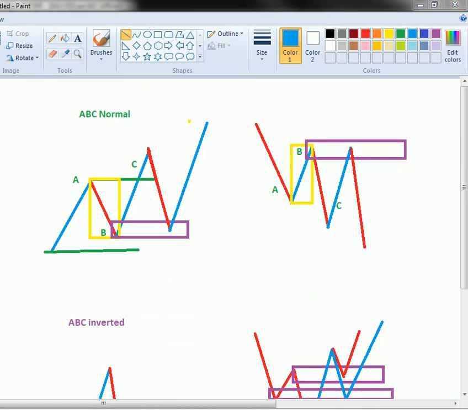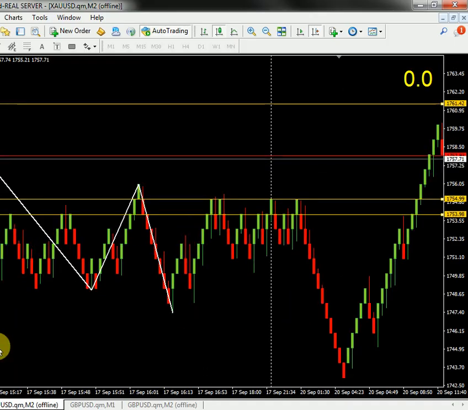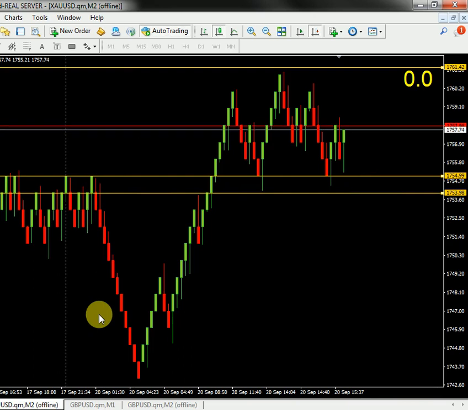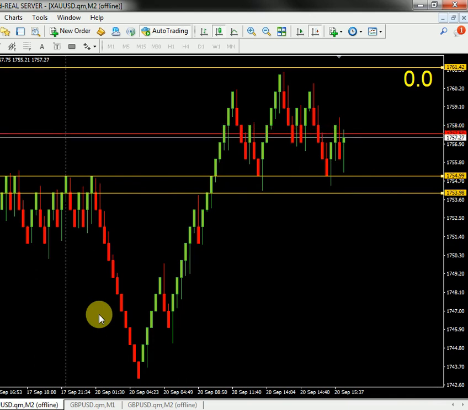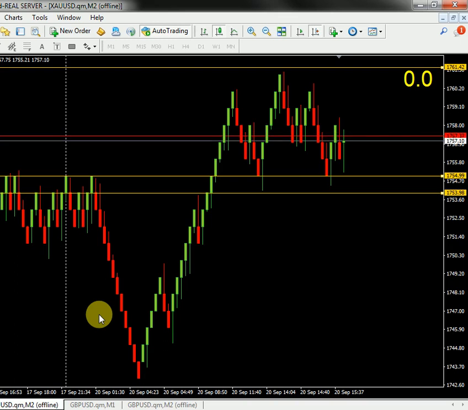Right, so this example is Renko, box size 10, Renko bricks, Renko box size 10 pip. Okay, 10 pip or 100 points. So this is for gold.